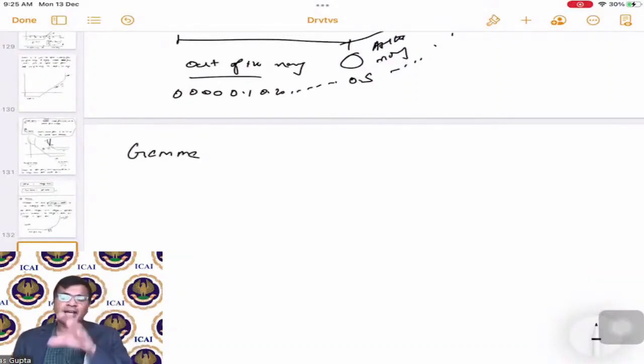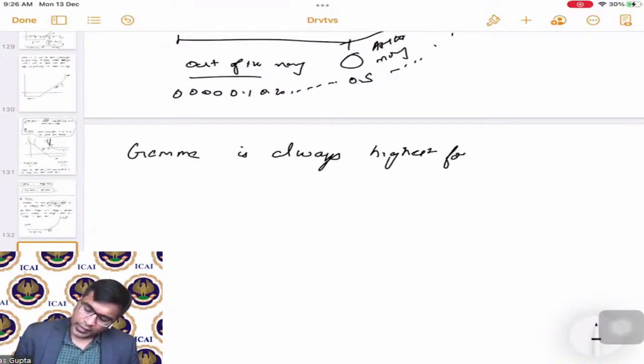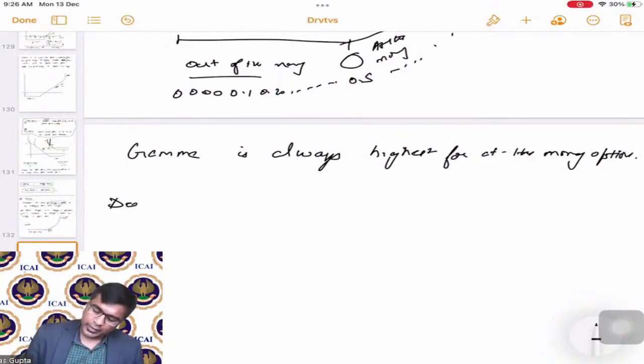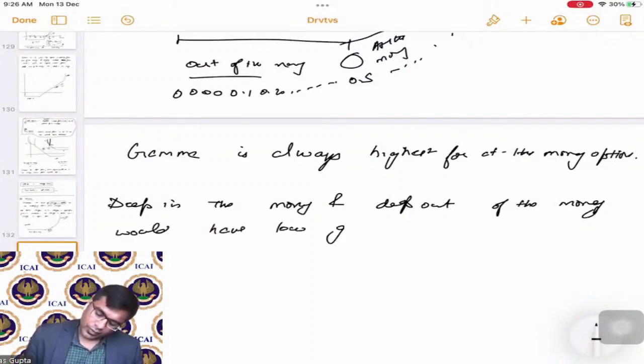The rate of change in delta is always highest for at the money options. Okay, deep in the money or deep out of the money would have low gamma.